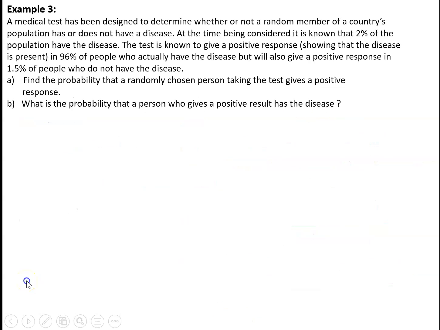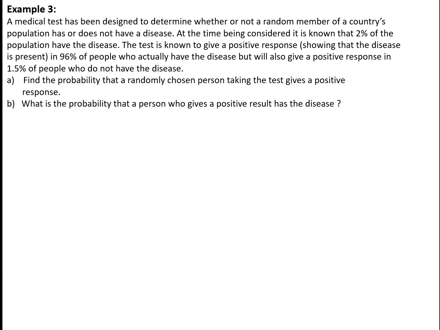Moving on to our third example then, we have a medical test that's been designed to determine whether or not a random member of a country's population has a certain disease. At the time being considered, it's known that 2% of the population have the disease. The test is known to give a positive response, showing that the disease is present, in 96% of people who actually have the disease, but will also give a positive response in 1.5% of people who do not have the disease.